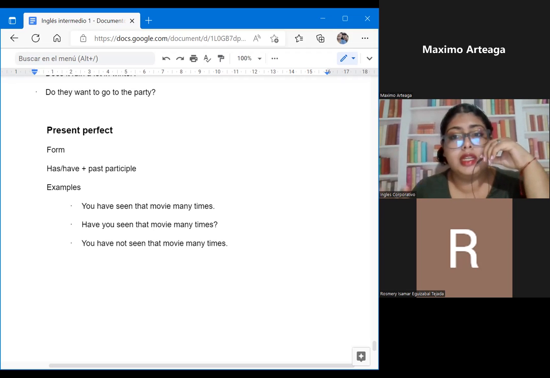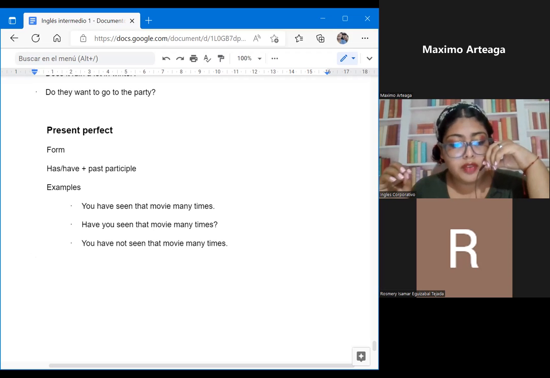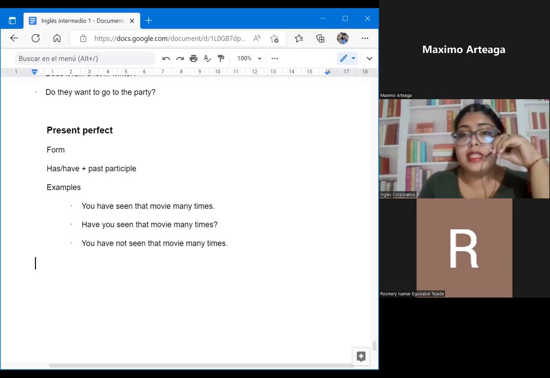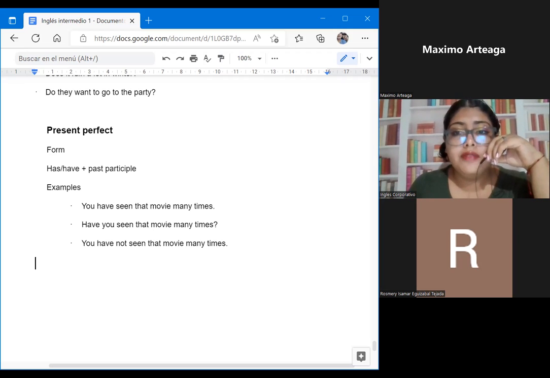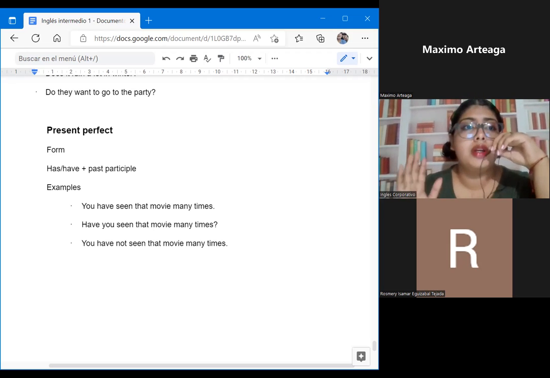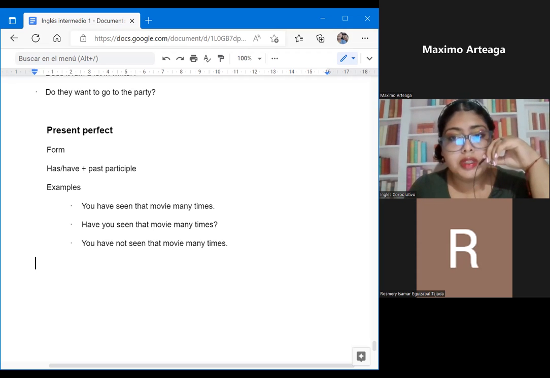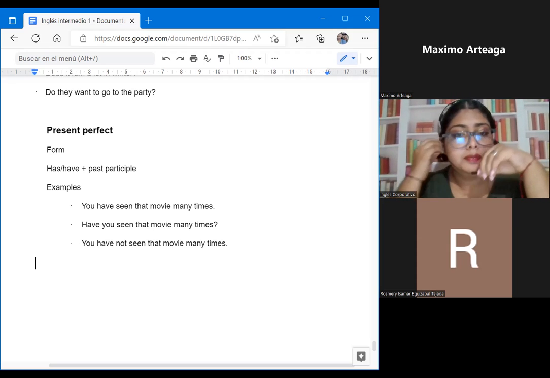Now we are going to see the uses that we can give to this tense. We are going to begin with number one, that is on a specified time before now. That is the use number one that we are going to explore today, and we are going to see some examples about it. We are going to start writing the specific information about use number one, and then we are going to have some examples of this tense.